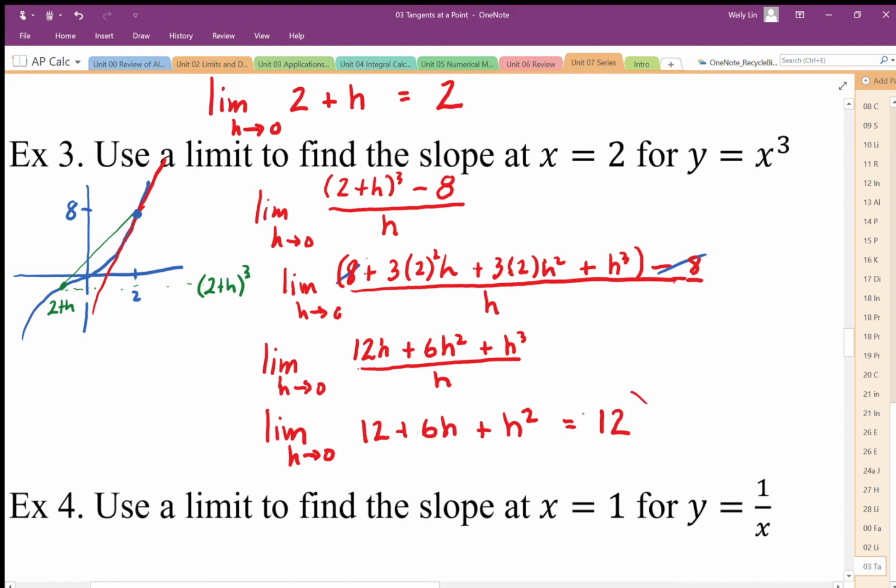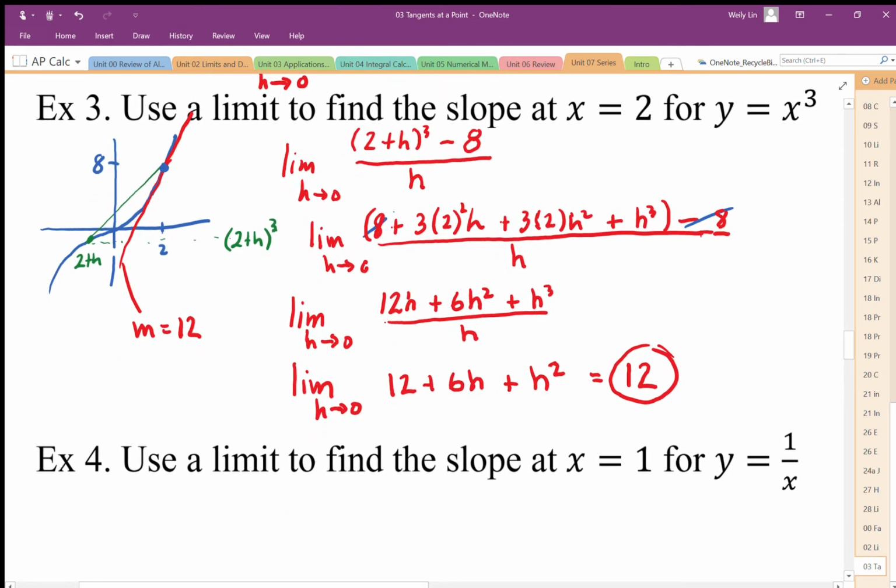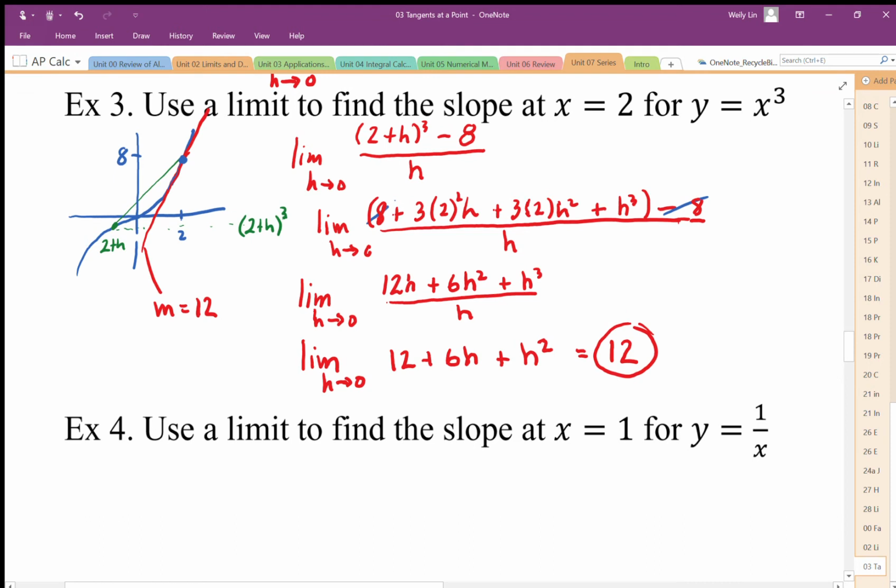Okay, so there's my slope. That line has slope 12. Okay, and again, if I look at that graph, and I look at a slope 12 line, that line is going to look like it's tangent to that point. Okay, so that's our slope. We're claiming that that slope of 12 is the correct slope.